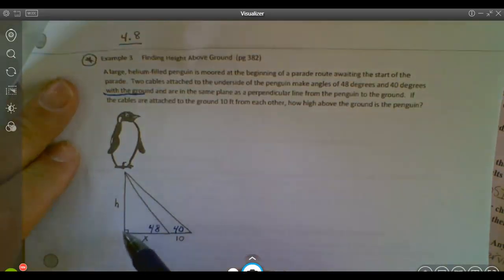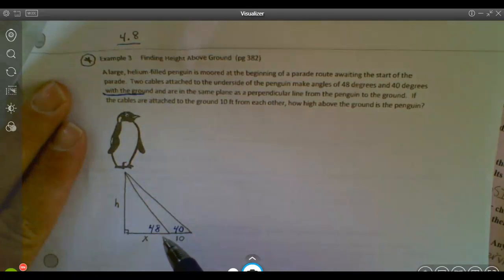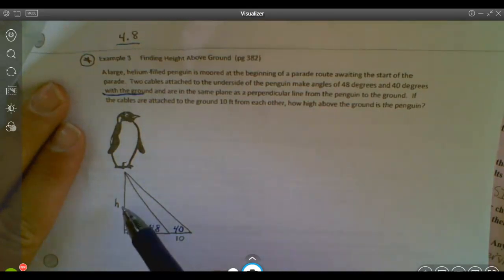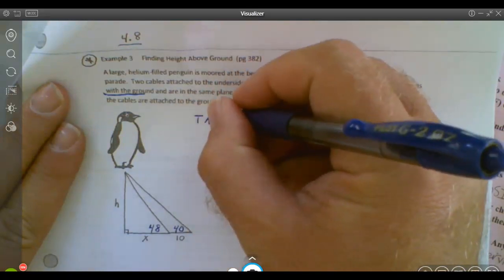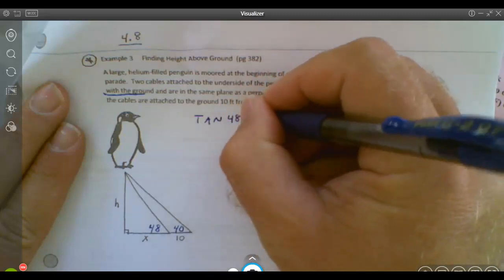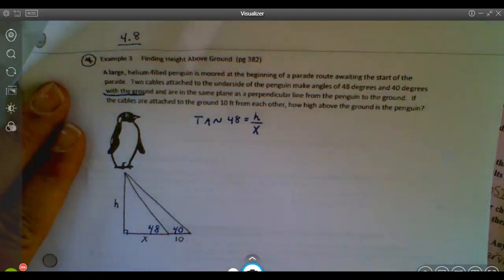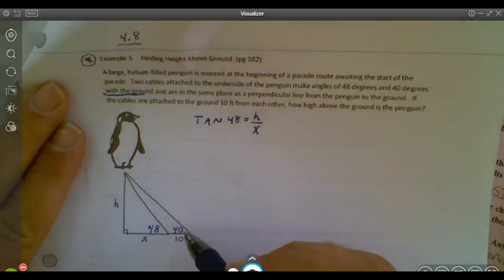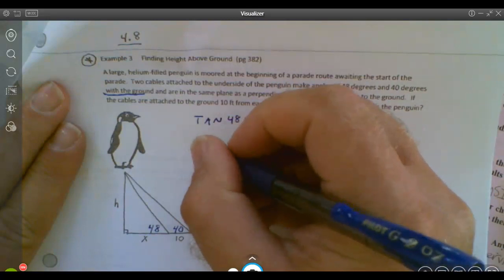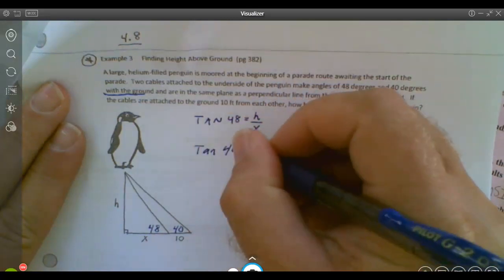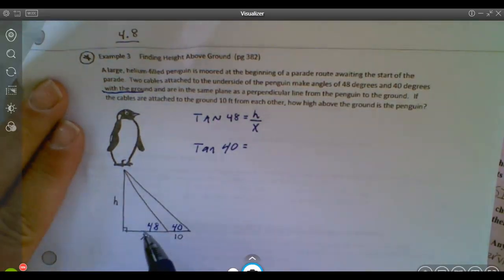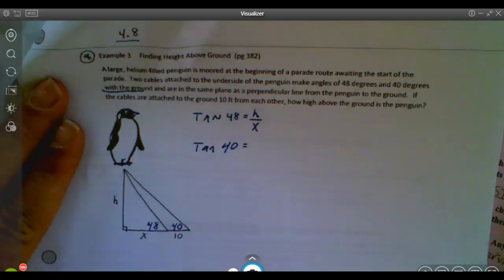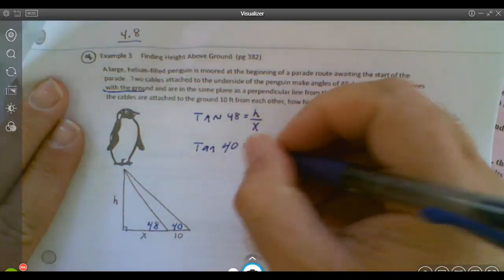So we'll start with this inside triangle right here, and we'll do a tangent function. If we said tangent of 48 equals h over x, that's going to set up the first equation for us. Now if we looked at the other one, from 40, if I was going to talk about the tangent of 40 degrees, opposite over adjacent, opposite is obviously still h, but what about the adjacent side? Looking at all this, total, I'm looking at x plus 10 for my adjacent side, so we're going to say h over x plus 10.